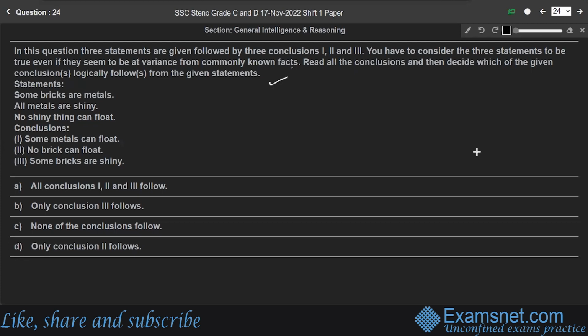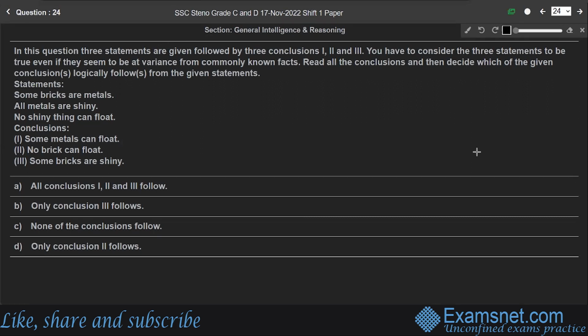Question 24. In this question, 3 statements are given followed by 3 conclusions, 1, 2, and 3. You have to consider the 3 statements to be true, even if they seem to be at variance from commonly known facts. Read all the conclusions and then decide which of the given conclusions logically follows from the given statements. So students, we'll represent the given statements in the form of a Venn diagram. Later we can decide whether the given conclusions are true or false.